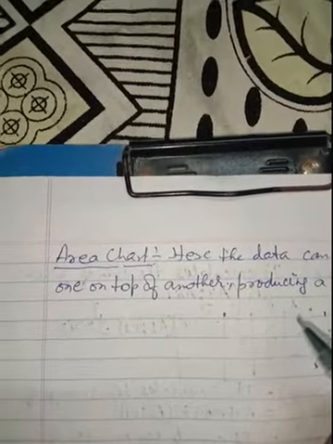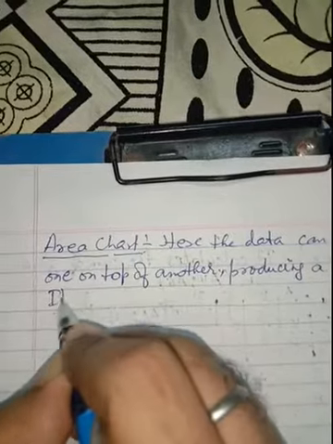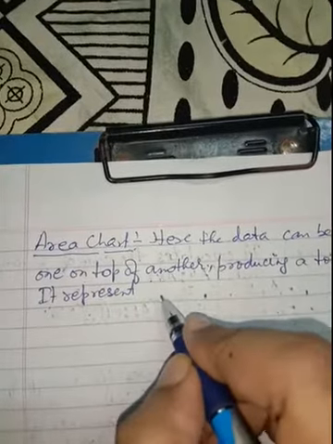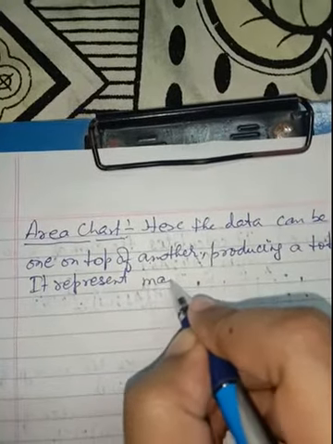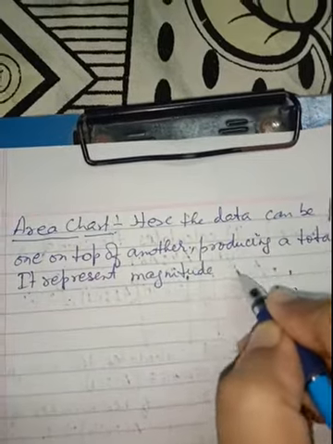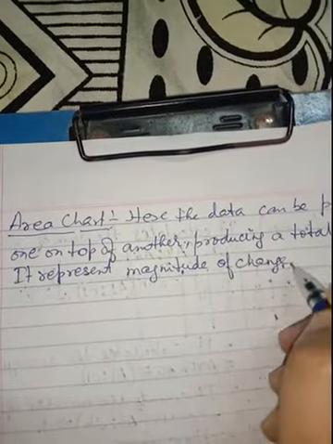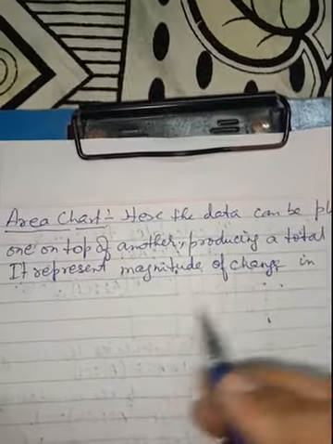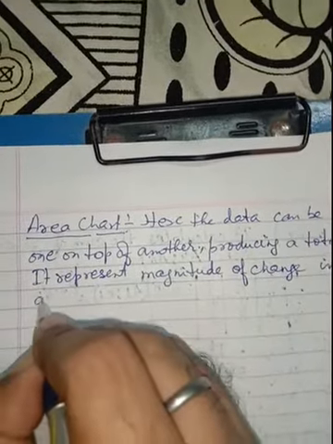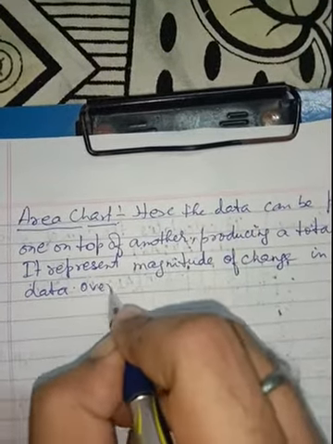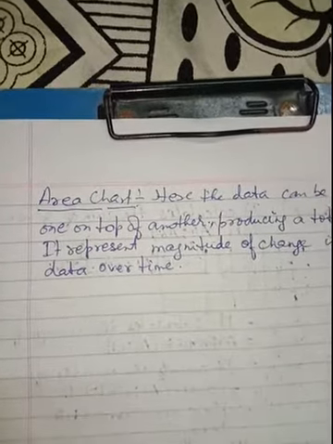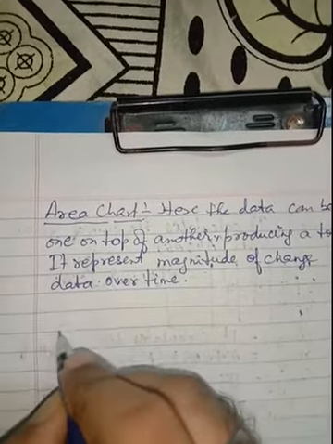So the important thing for the area chart is what does it represent? It represents the magnitude of change in data over time. So this is the area chart. Now we are going to discuss the next chart, that is the radar chart.